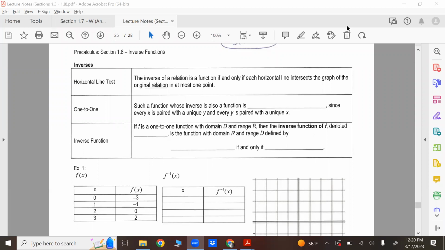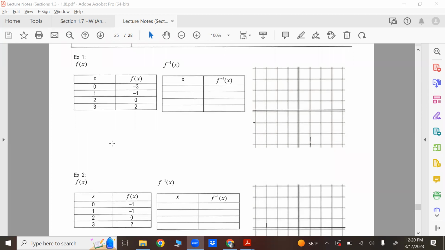Okay, so before I talk about these things in the box here, let's go ahead and start with an example. I'm just going to jump straight to example 1. I did it as a video. It should be in Schoology. It's part of the homework. So, okay, let's take a look.